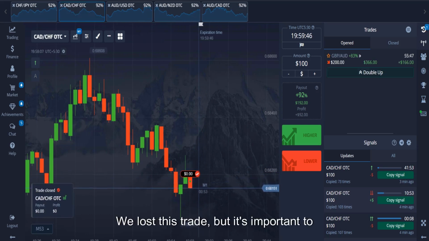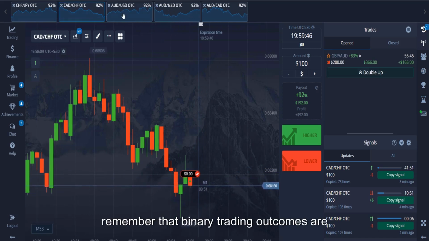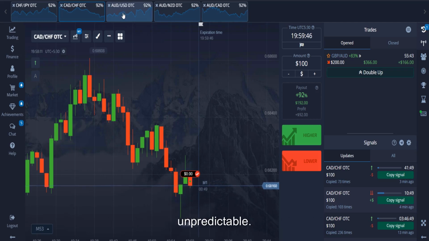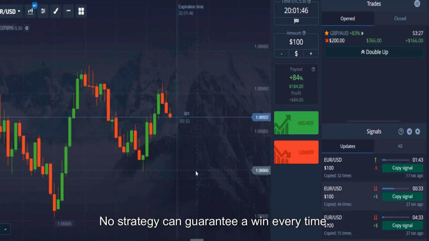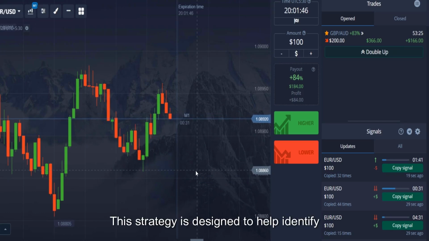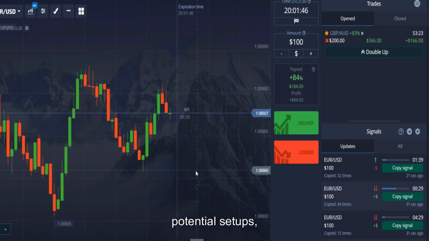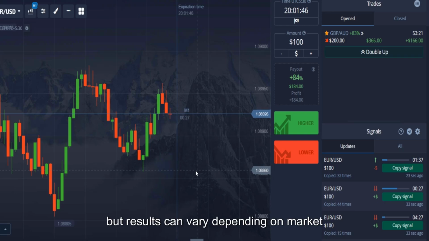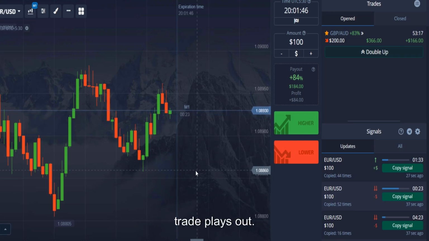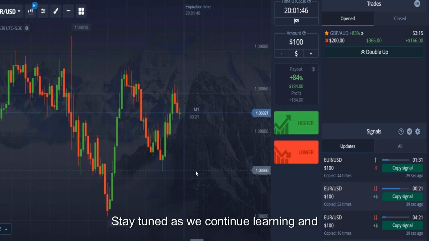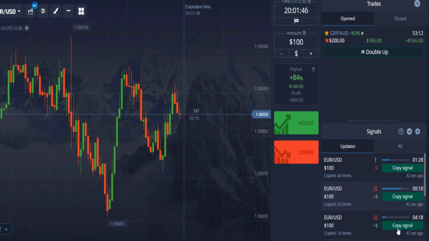We lost this trade, but it's important to remember that binary trading outcomes are unpredictable. No strategy can guarantee a win every time. This strategy is designed to help identify potential setups, but results can vary depending on market conditions. Let's move forward and see how the next trade plays out. Stay tuned as we continue learning and improving together.